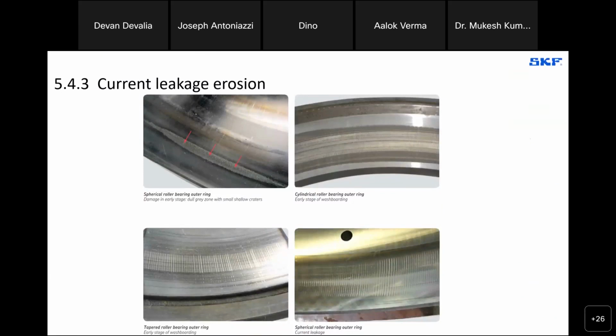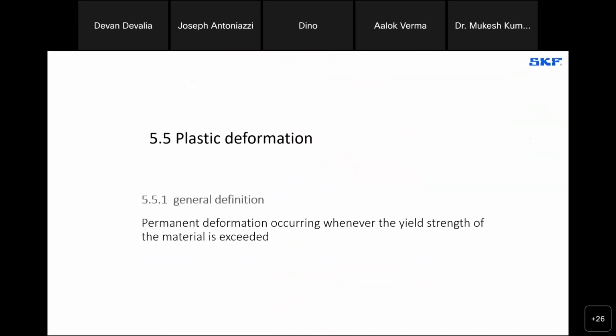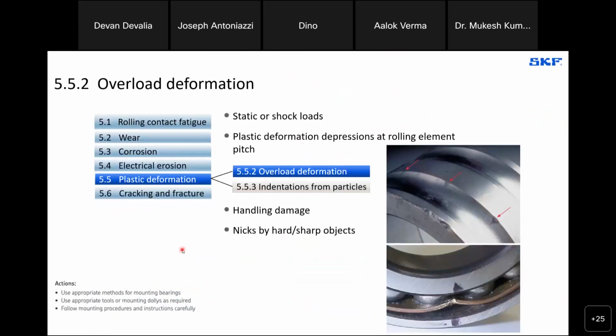Okay. Let's go to plastic deformation. So this is where we have a permanent deformation, where the yield strength of the material in the bearings is being exceeded. And we're dealing with anything to do with nicks and dents, etc., due to handling, shock loads. All the damages look the same, and that's why they're all, let's say, covered by overload deformation.